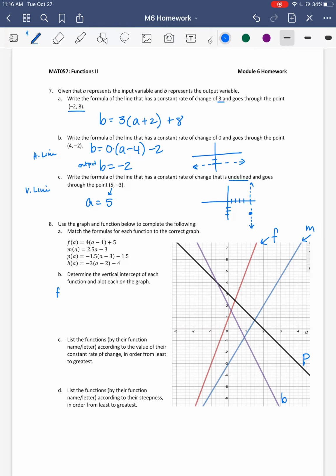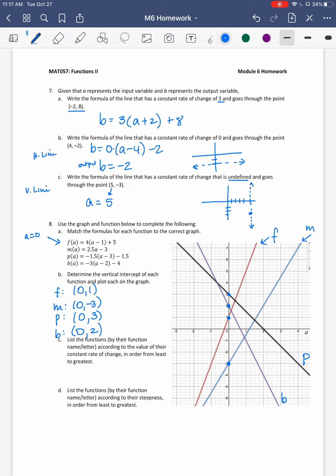Part B says to determine the vertical intercept of each of the functions and plot on the graph. Honestly, the easiest way to find these is just to look at the graph because I made the points really easy. And so I'm going to do that. So F is red, and so here my vertical intercept I can see is 0, 1. For M, that's my blue one, so it's down here at 0, -3. Notice my vertical intercept always has an input of 0. For P, I'm actually up here at 0, +3. And then B is my purple graph, so I'm right here at 0, 2. I could also find this with my formula if I input 0 for A, but that's just going to take more time, and I like to be efficient.